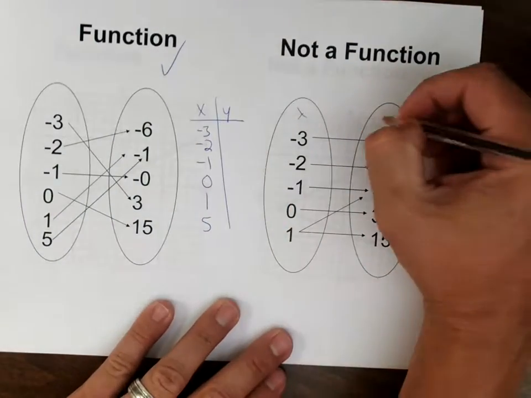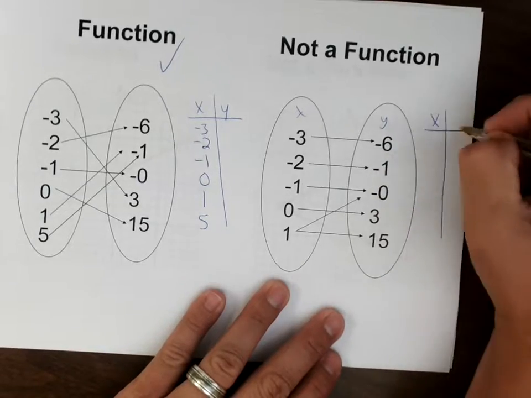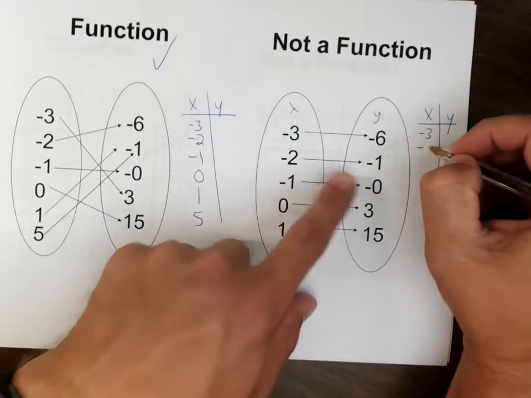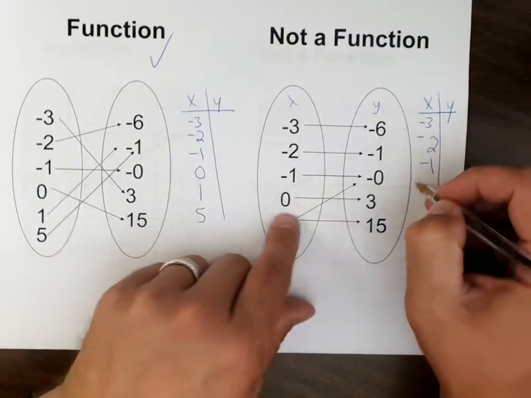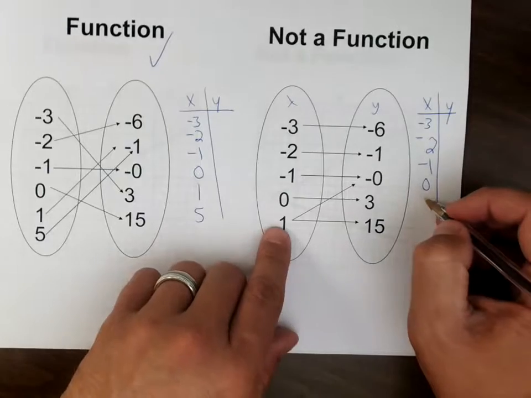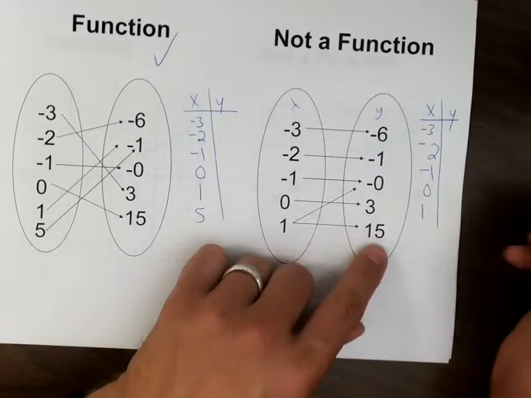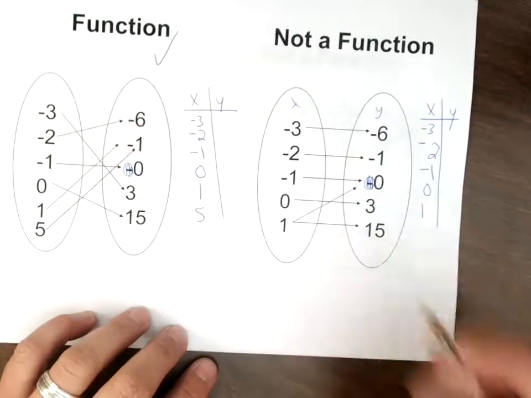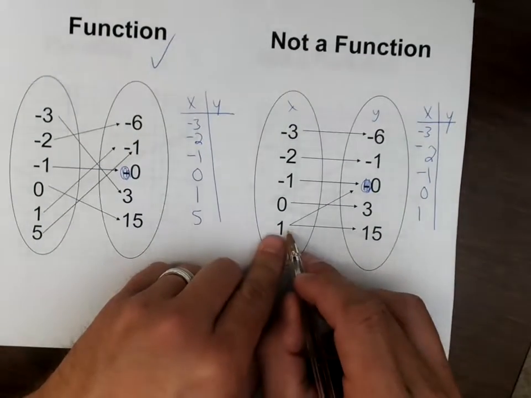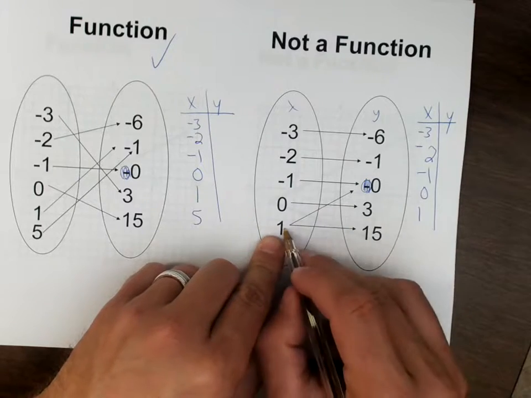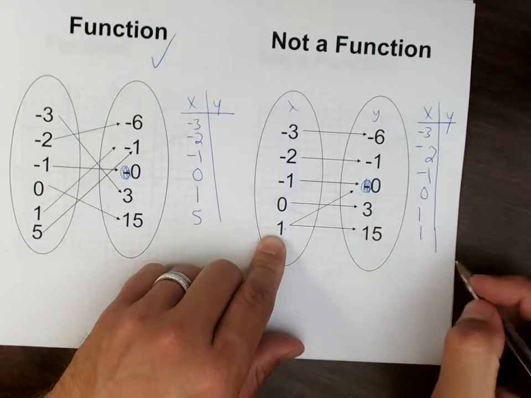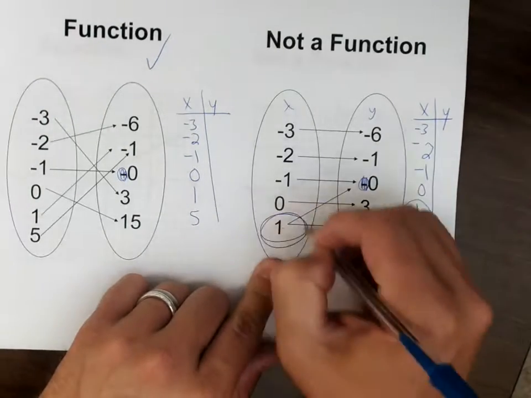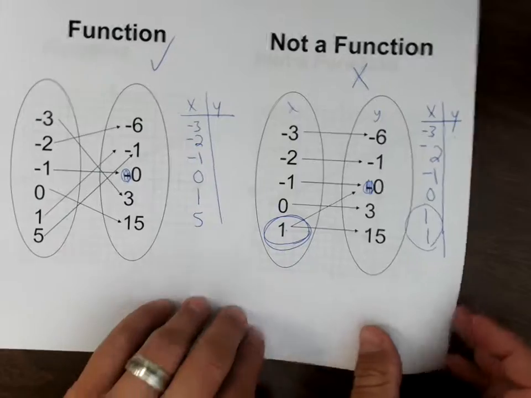Look over here. Again, this is my x, this is my y. All my arrows. -3, -2, -1, 0, 3, 1. I'm so sorry, I put a -0 right there. Ignore that. And then I just did 1, 0, and I have 1, 15. My x is repeated. There's an issue right there. So no, that's not a function.